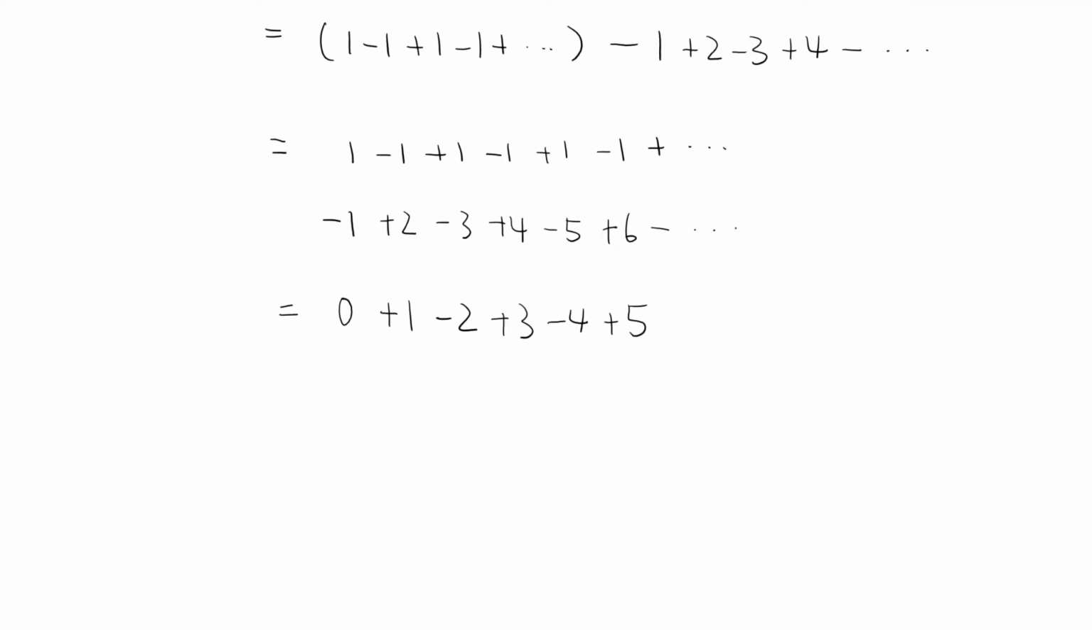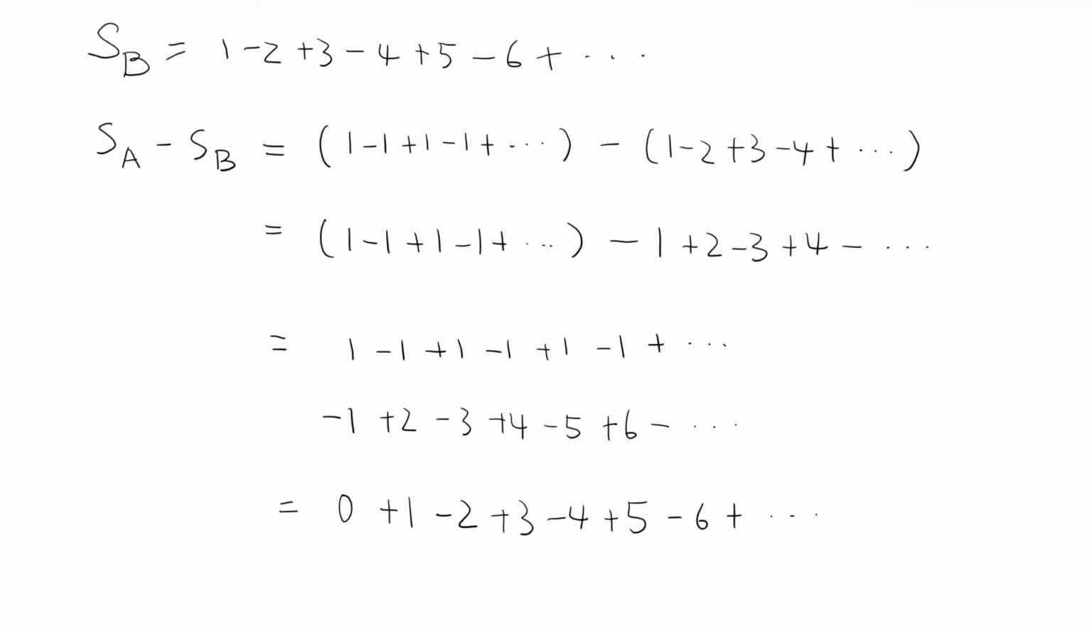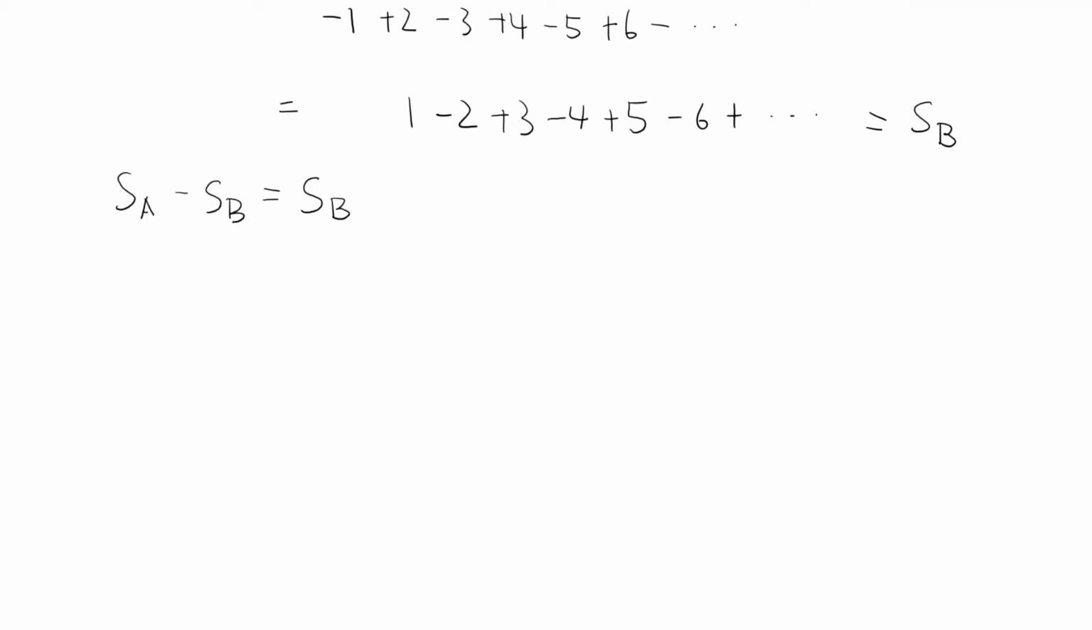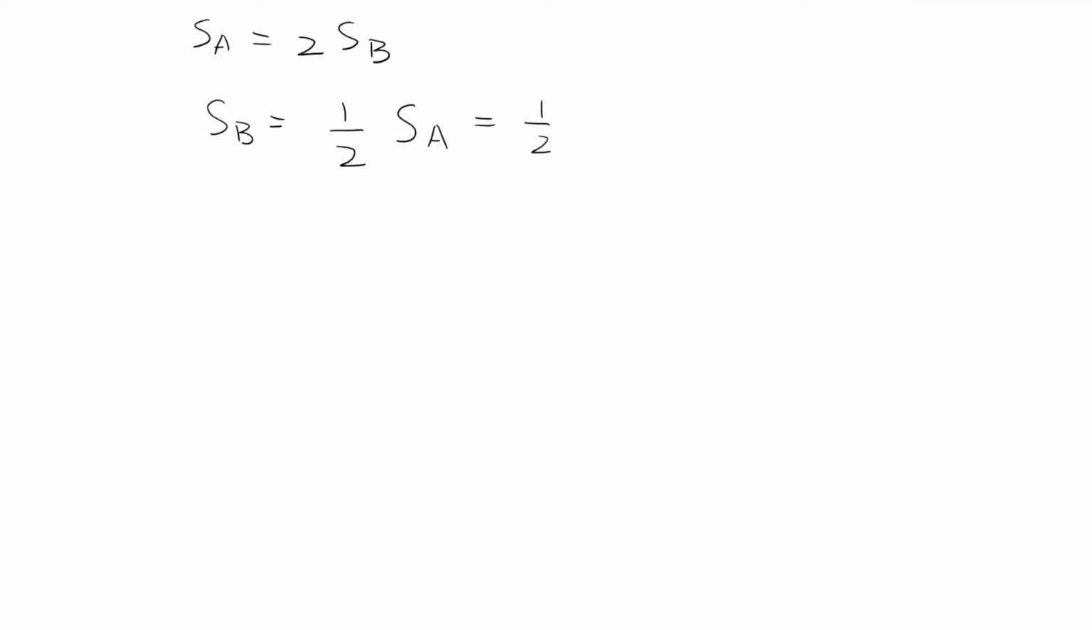That is 1 minus 2 plus 3 minus 4 plus 5 minus 6 plus 7 dot dot dot. So what is that? Let's look at that. Since it's 0 plus 1, we can actually just get rid of this 0. That is exactly S sub B. So that means S sub A minus S sub B equals another S sub B. So S sub A equals 2 S sub B, which means S sub B equals half of S sub A. And we already knew that S sub A is 1/2. Then that means S sub B is 1/2 times 1/2, which equals 1/4.